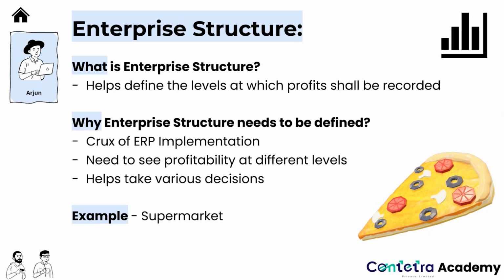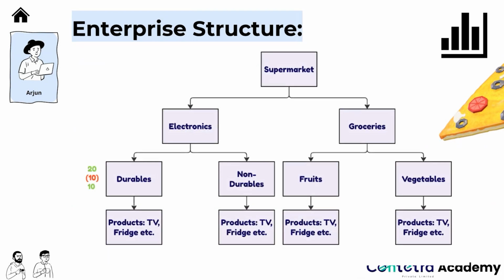We can understand this with the help of the example of a supermarket. So, suppose there's a supermarket and that supermarket has two main departments, that is electronics and groceries. Under electronics, it can be further divided into durables and non-durables. And below that, we have the products. Groceries can be divided into fruits and vegetables. And below that, we have the products.